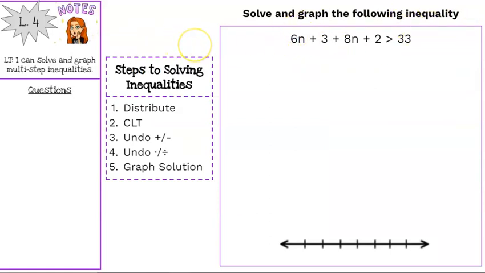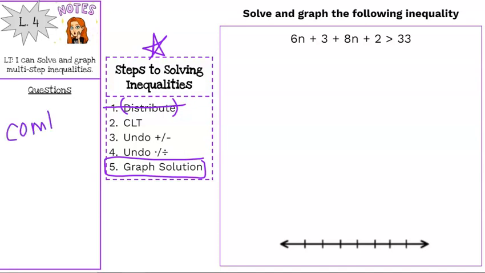On the left here, you can see our steps to solving inequalities. They're the same as steps to solving an equation, except for that last step is to graph your solution. So we're just going to start going down our list. Distribute. Remember, distribute means you have parentheses and you're going to multiply. Since we don't have any parentheses in our problem, we're going to cross that off and keep going.